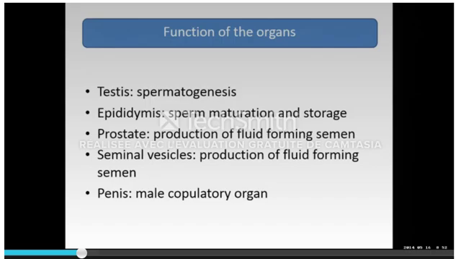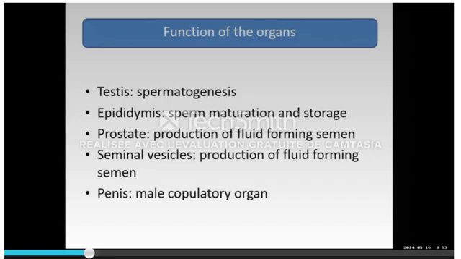A few words about the function of the organs, and I guess that you've had some knowledge about that. The testis, of course, is the place where spermatogenesis is taking place. Above the testis, you have the epididymis, and this epididymis is also of primary importance because that's where sperm are acquiring maturation and where they are stored. It means that within epididymis, sperm are being transformed, they undergo an evolutive pathway, and we will talk about that later on.